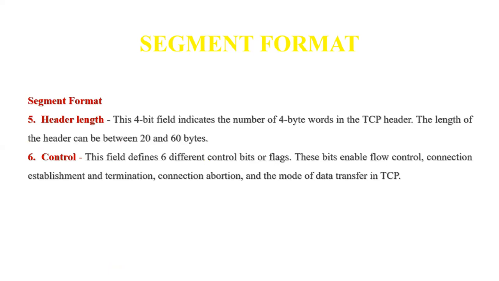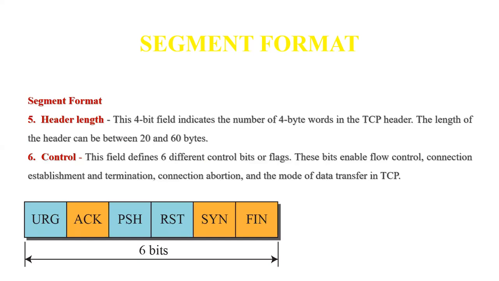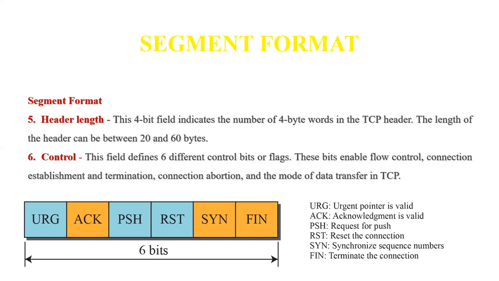Next, the header length, which is a 4-bit field, indicates the number of 4-byte words in the TCP header. The length of the header can be between 20 and 60 bytes. Control. This field defines 6 different control bits or flags. These bits enable flow control, connection establishment and termination, connection abortion, and the mode of data transfer in TCP. So now let us see the options.